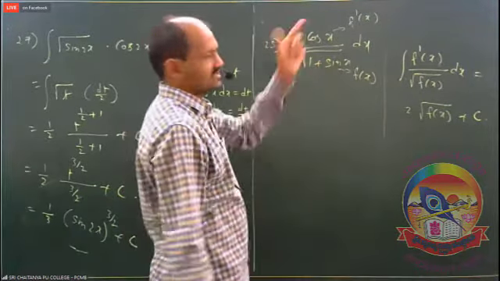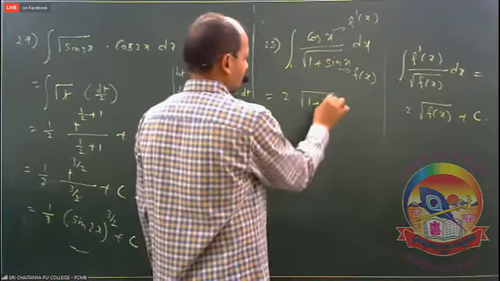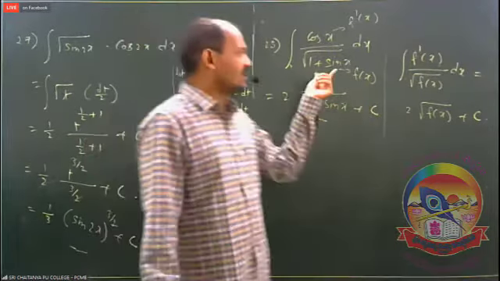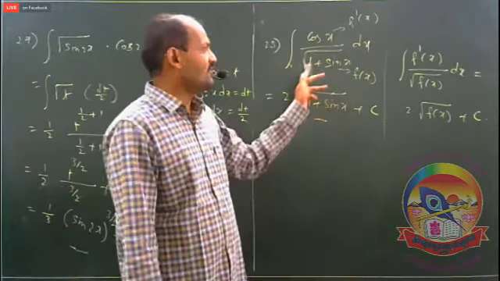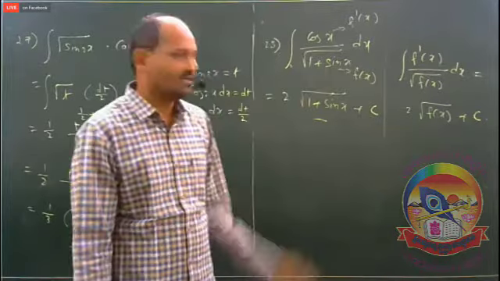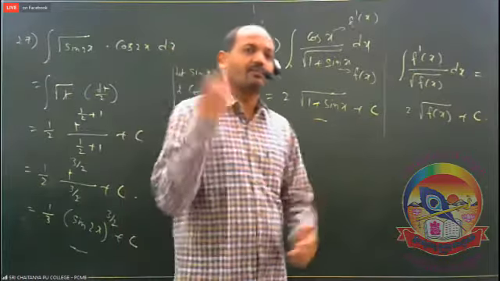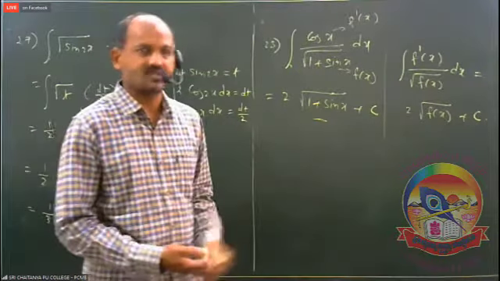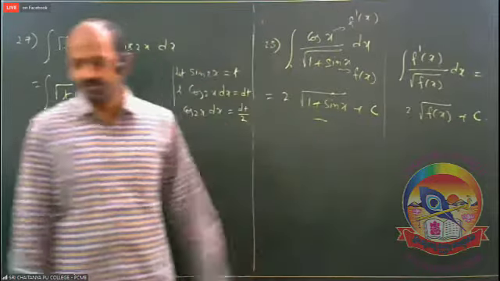Derivative of 1 plus sin x is cos x, so it is f dash of x by root f of x form. So 2 root of 1 plus sin x plus c. Alternatively, consider 1 plus sin x is equal to t. Derivative of 1 plus sin x is cos x, so cos x dx is equal to dt. So the integral of 1 by root t, that is t power minus 1 by 2. Then applying the exponent integral formula, we get 2 root t. Right?